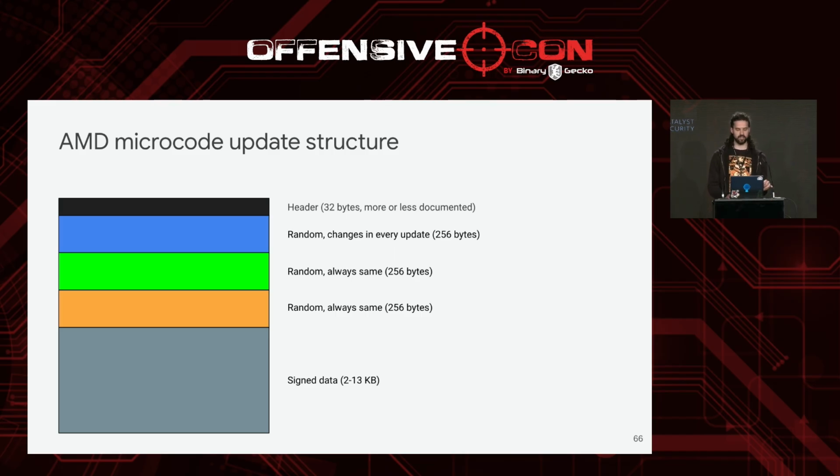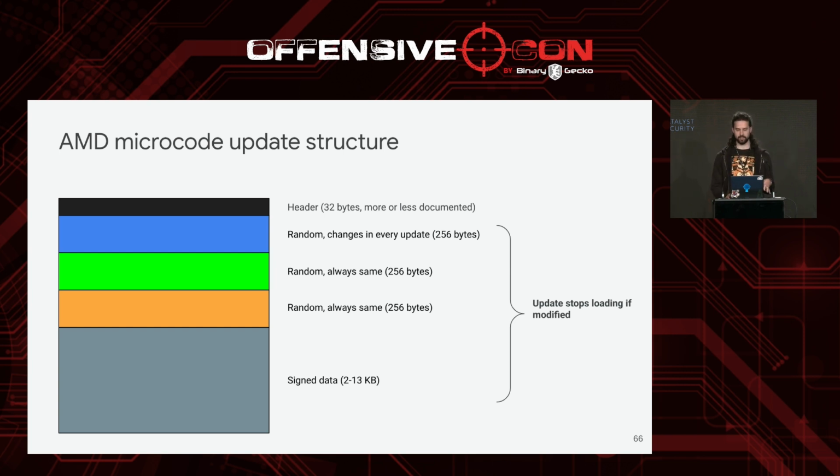First of all, one thing we see is that the blue block, the first one, is not only random, but also changes in every update, and it's 256 bytes. The other two are also random and 256 bytes, but they stay the same all the time. And if we modify any of these random blocks, as well as the signed data, we know that the CPU stops loading the update. It will throw an exception when you try to load it.